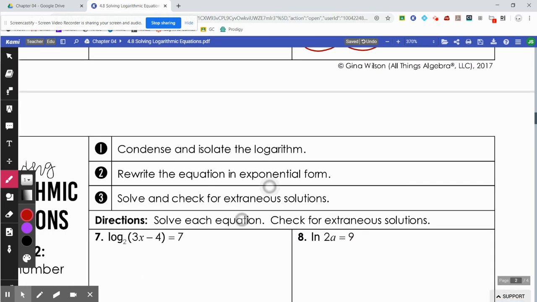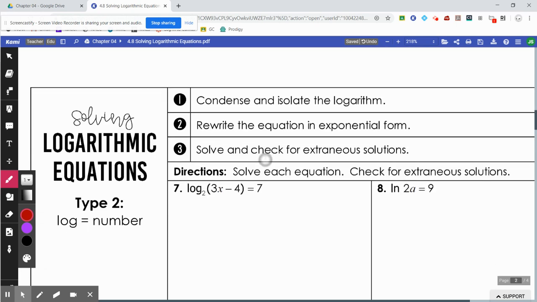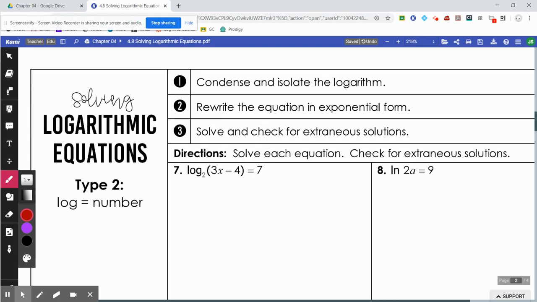Next up, what if we don't have a log equal to a log? We can't use that one-to-one property now. So here's what we're going to do. We're still going to condense and isolate the logarithm. We're going to rewrite the equation in exponential form now.